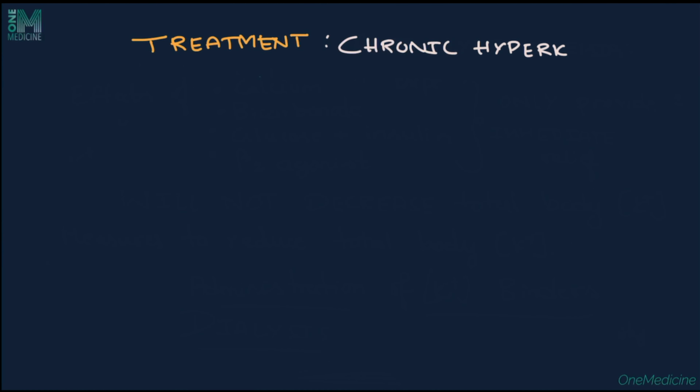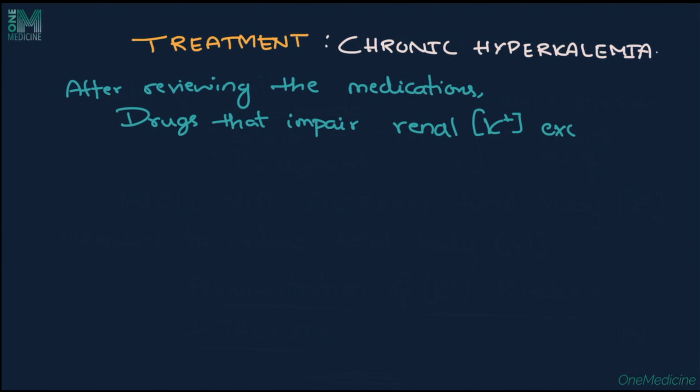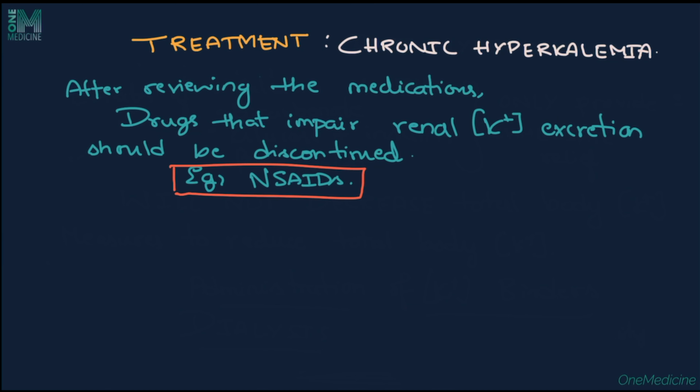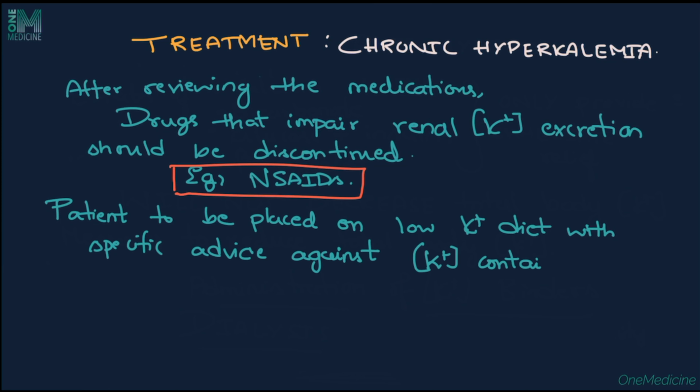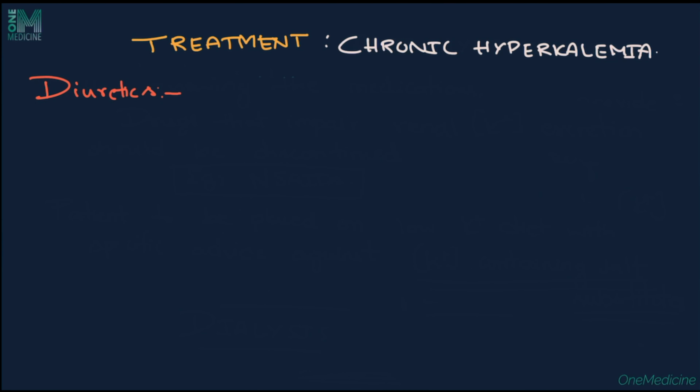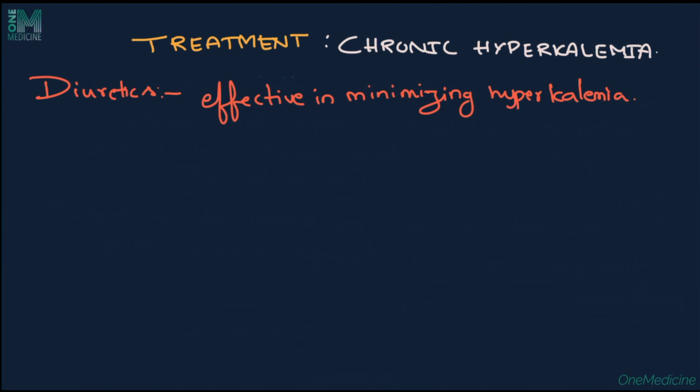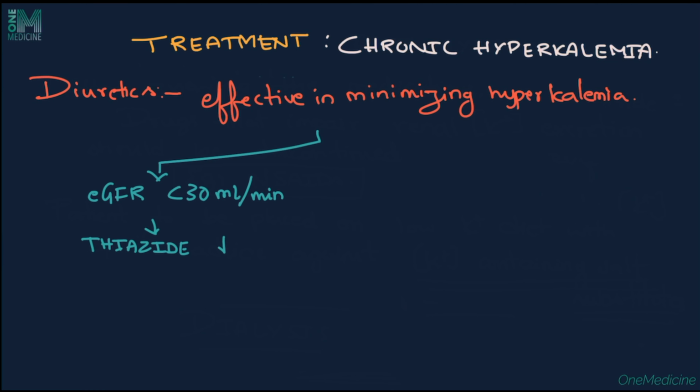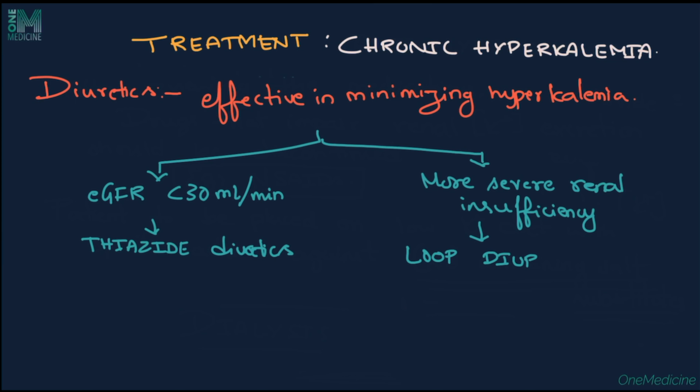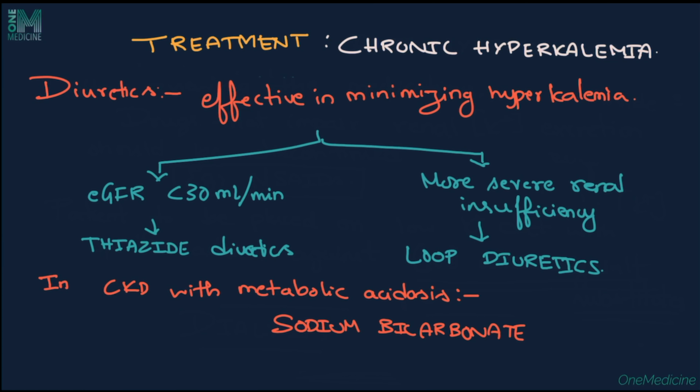Treatment of chronic hyperkalemia. After review of patient's medication profile, drugs that can impair renal potassium excretion should be discontinued if possible. These include non-steroidal anti-inflammatory drugs. Patients should be placed on a low potassium diet with specific counseling against the use of potassium-containing salt substitutes. Diuretics are particularly effective in minimizing hyperkalemia. In patients with eGFR of less than 30 ml per minute per 1.73 meter square, thiazide diuretics can be used, but loop diuretics are required with more severe renal insufficiency. In chronic kidney disease patients with metabolic acidosis, sodium bicarbonate should be given.